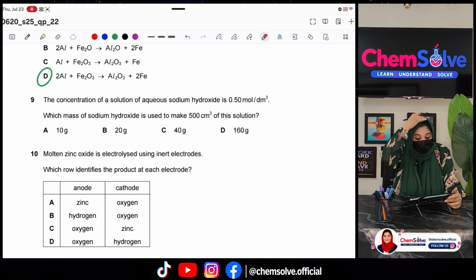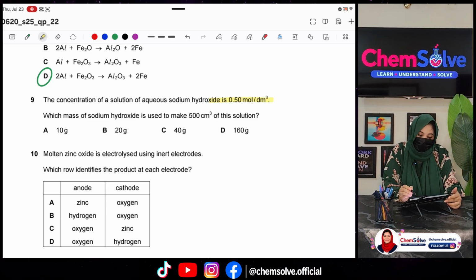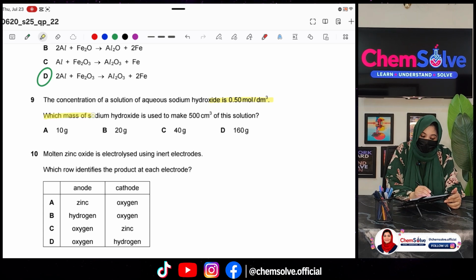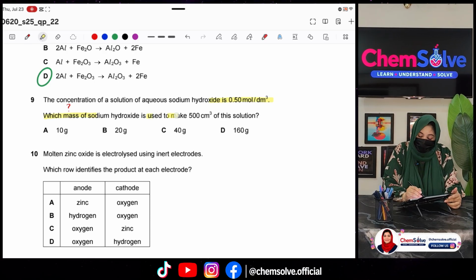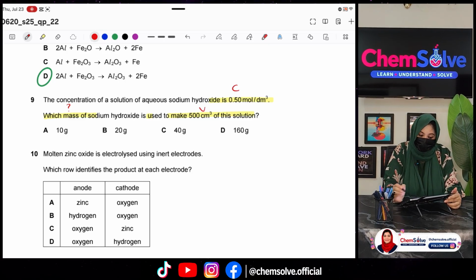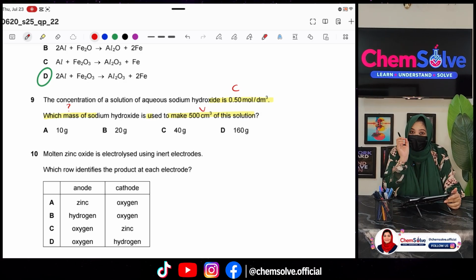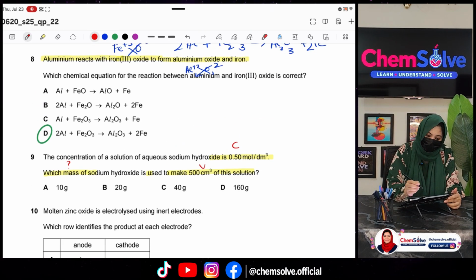The concentration of the aqueous sodium hydroxide solution is 0.50 mole per dm cube. We have to calculate the mass of sodium hydroxide to make 500 cm cube of this solution. So we are provided with the volume and this concentration. I have told you earlier in the mole series that whatever data is given to you in the mole question, try to find out the moles with the help of that. So let me solve it here.